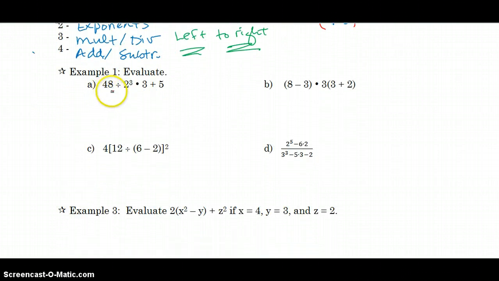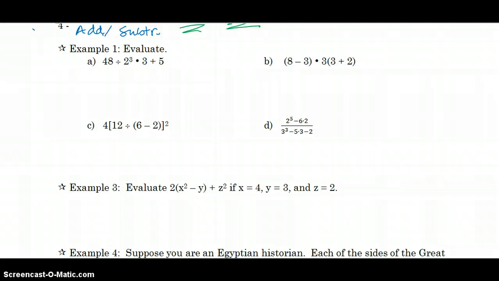All right, we have 48 divided by 2 to the third power times 3 plus 5. So according to the order that we just wrote on our paper, the first thing I need to do here is take care of my exponent. So I have 48 divided by, and 2 to the third power is 8, times 3 plus 5.